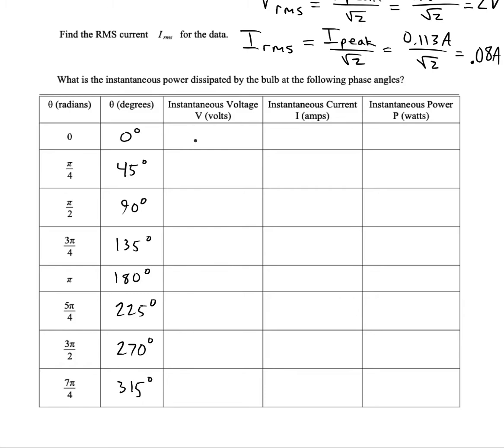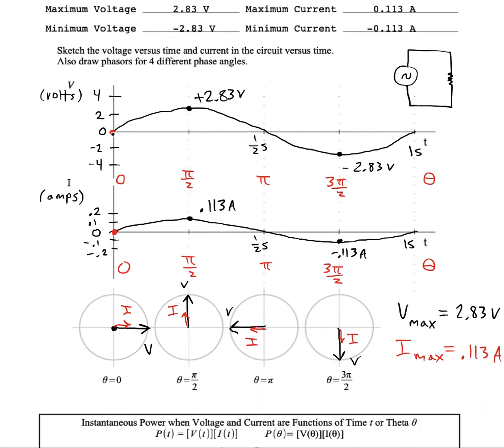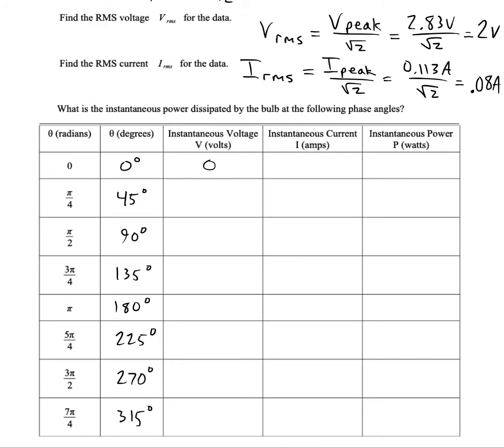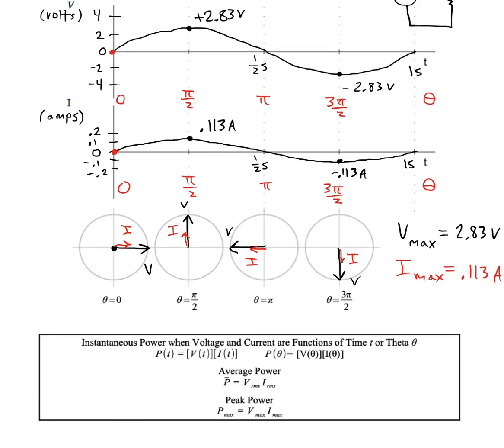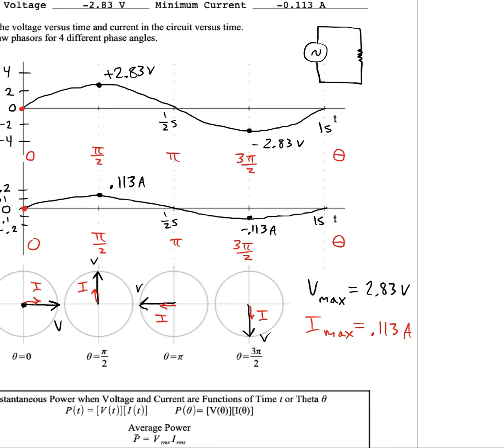Now our instantaneous voltage, if we look back at our graph, we can see that at time 0, we're at a voltage of 0. All right, so how will we find the instantaneous voltage at this phase angle? We'd better come up with a formula for our voltage, and it won't be too difficult to find.